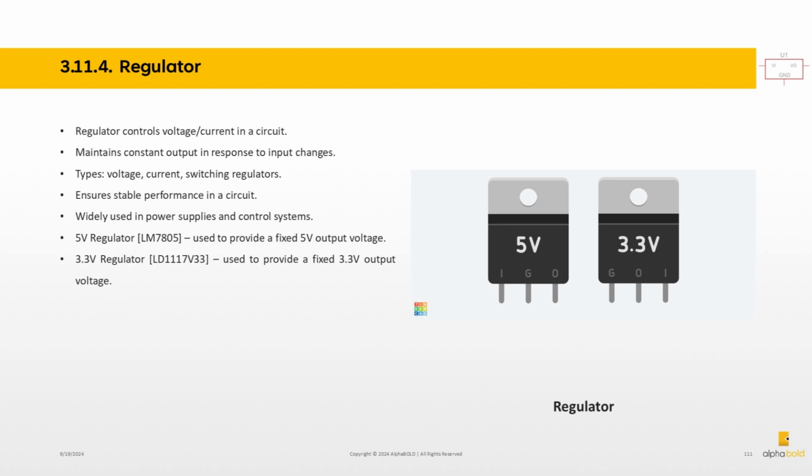Regulator controls voltage/current in a circuit. Maintains constant output in response to input changes. Types: voltage, current, switching regulators. Ensures stable performance in a circuit. Widely used in power supplies and control systems. 5V regulator, LM7805. Used to provide a fixed 5V output voltage. 3.3V regulator, LD1117V33. Used to provide a fixed 3.3V output voltage.